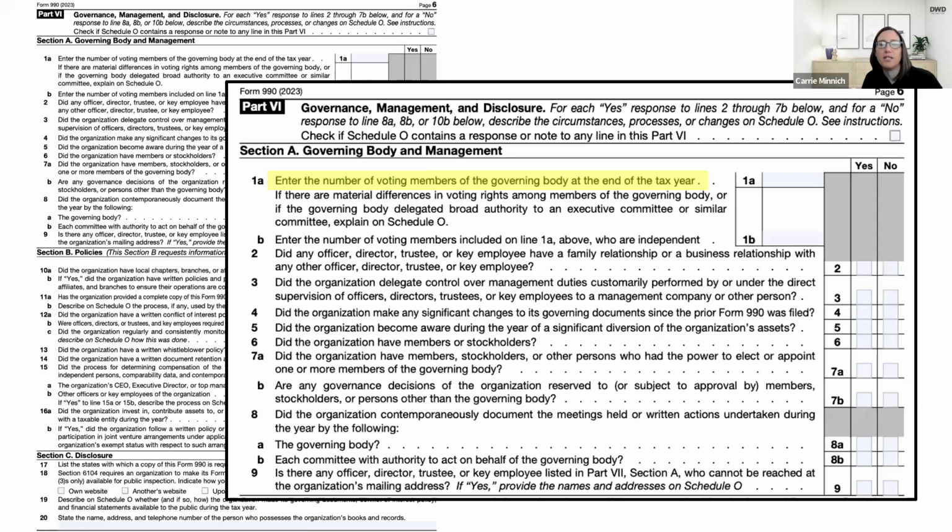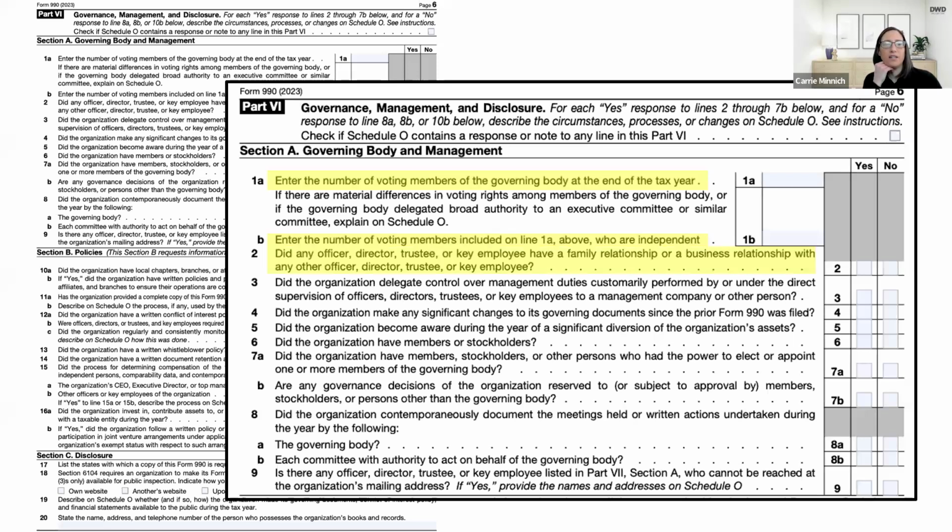The IRS believes that there is a close link between good governance and tax compliance. So this is where they're asking you a bunch of questions about your governance, your board of directors, your policies, that type of thing. First question is basically the same question that we already talked about, the number of voting members on the governing body at the end of the year. The number of voting members, again, who are independent, because remember, the IRS likes to see an independent board of directors.